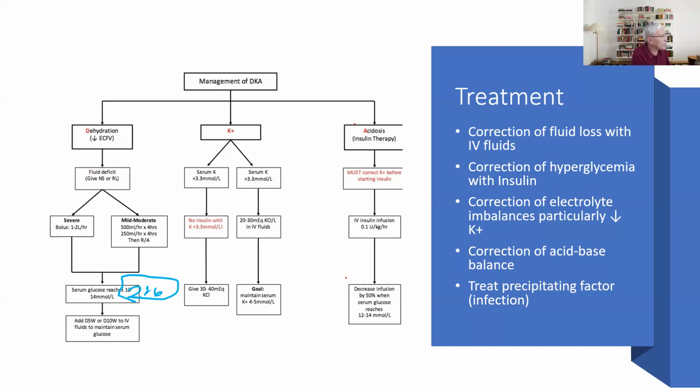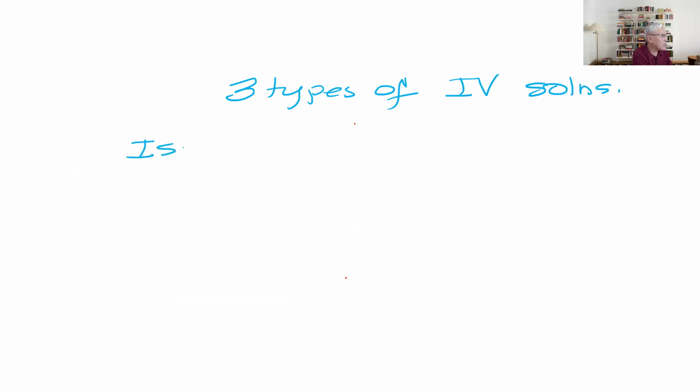Okay, so notice that what we're going to do is give normal saline or Ringer's lactate, and after that, we add D5W or D10W. So there are three types of solutions. One is what's called isotonic. The other one is hypotonic. And the other one is hypertonic.